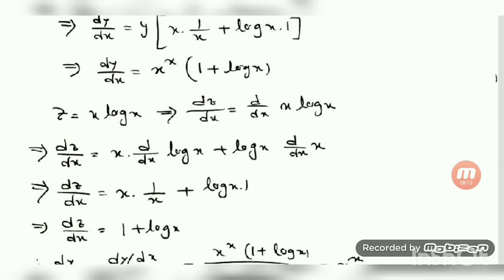Then I have considered z. z is x log x. Then find out d/dx of z, d/dx of x log x. That is dz/dx. You have to use the u into v rule here: x times d/dx of log x plus log x times d/dx of x. So dz/dx is x times the derivative of log x, which is 1 by x, plus log x times the derivative of x, which is 1. So the value we got is 1 plus log x.